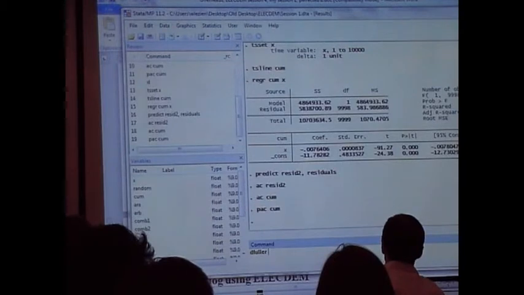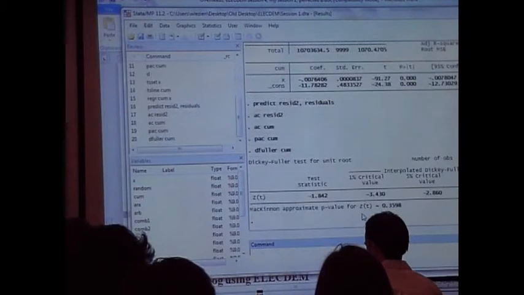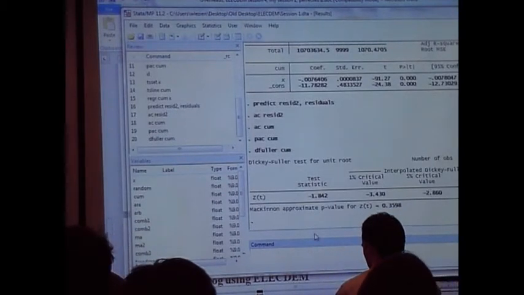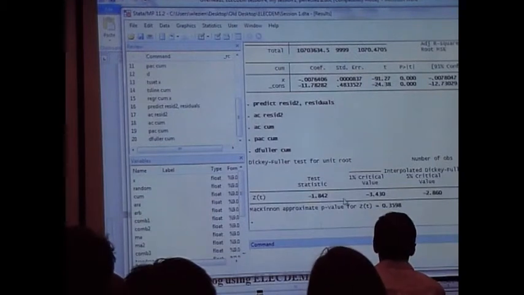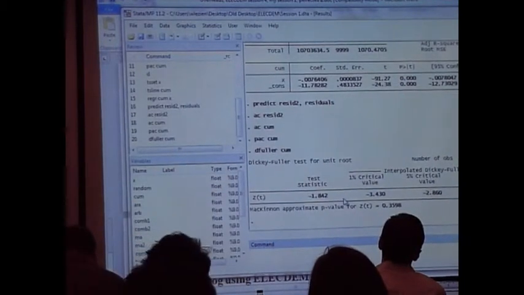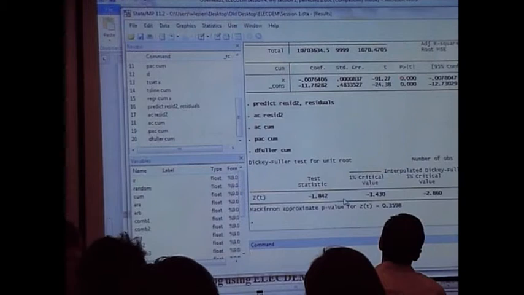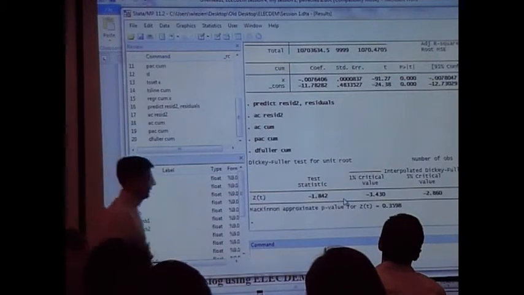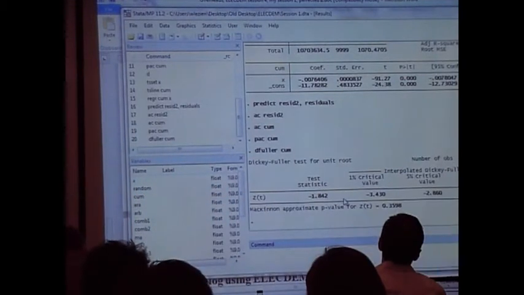Dickey-Fuller. Q. Gives you these test statistics. The test statistics for Dickey-Fuller. Remember what the Dickey-Fuller test is? So we've done the autocorrelation, we've done the partial autocorrelation. It looks just like it's an integrated process, right? Be able to draw the conclusion. Well, now we've got this other cool test, remember?